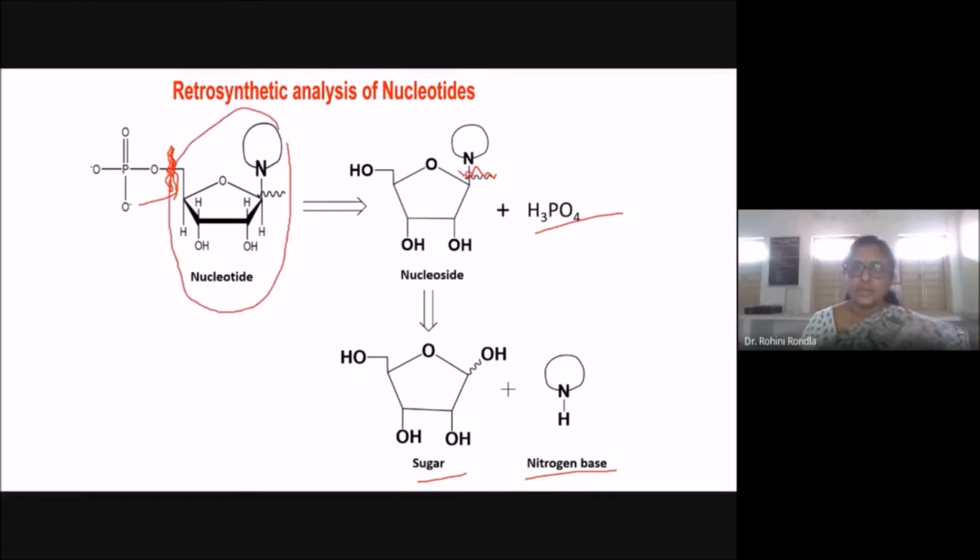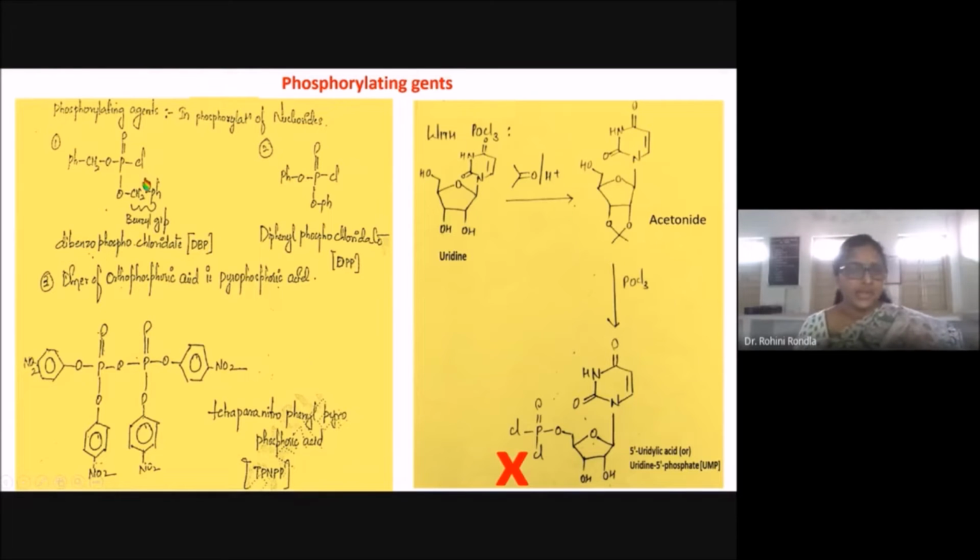And how to divide this nucleoside? Breaking it at C1 and nitrogen, so we are getting sugar and nitrogen base. Let us see. To add this phosphate group at this C5 carbon, we should use phosphorylating agents. There are different phosphorylating agents.